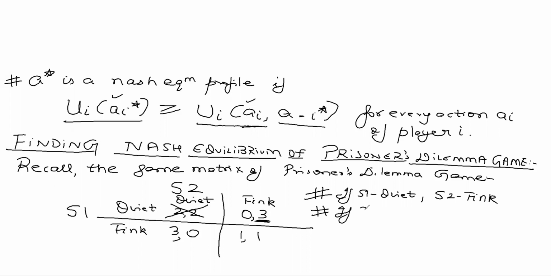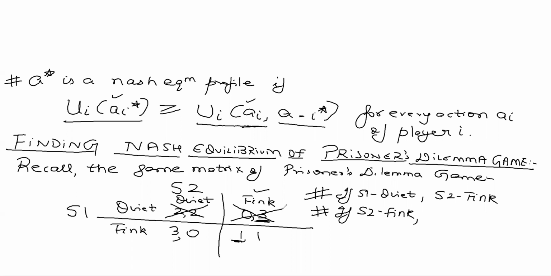So if suspect 2 thinks, what will suspect 1 do? Will suspect 1 remain quiet or will suspect 1 think? You can clearly see that when suspect 2 thinks, suspect 1 will also think because 1 is greater than 0. That means I'll put a dash here. That means this is also not the Nash equilibrium. You will get that action profile as a Nash equilibrium if you get a dash below both the components. Once we get a dash below both the components, that will be our Nash equilibrium.